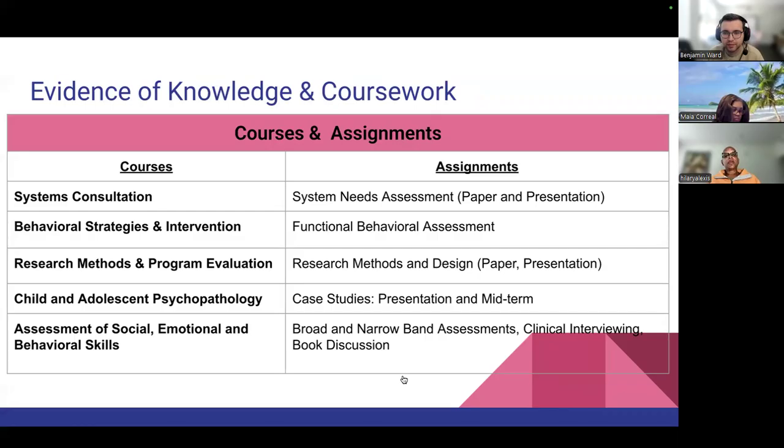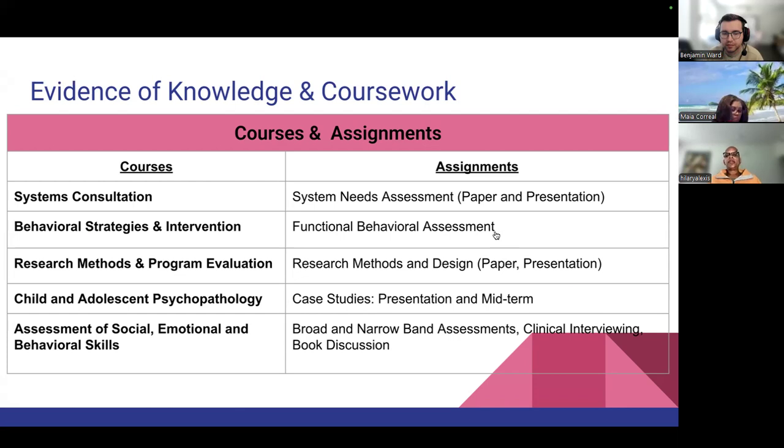So we have a number of course assignments that helped us learn how to use data in a number of ways. So for example, in our systems consultation class, we learned how to do an FBA, I'm sorry, a needs assessment. And with the needs assessment, the first thing we had to do is understand what was going on in the school. So we had to obtain data in a number of ways. Sometimes it was quantitative, other times it was qualitative based on interviews, our own observations, et cetera. That was a very data driven process.